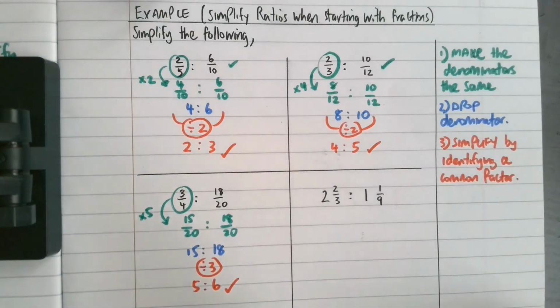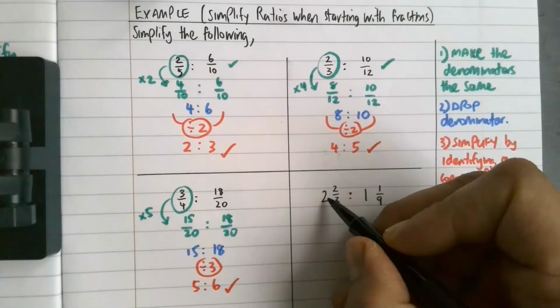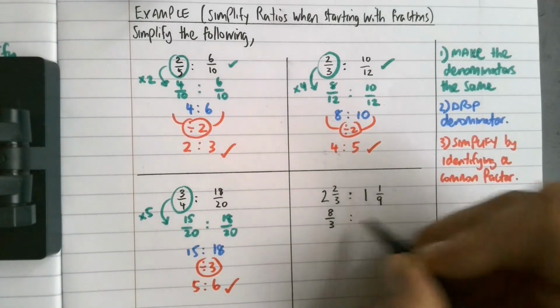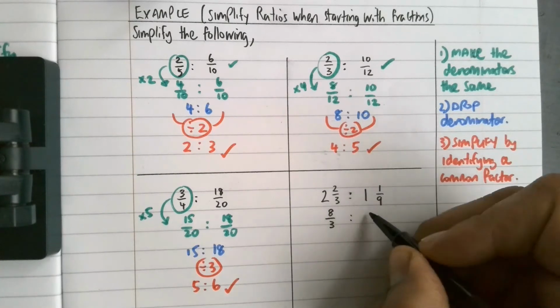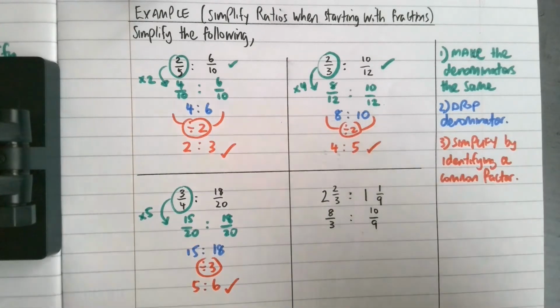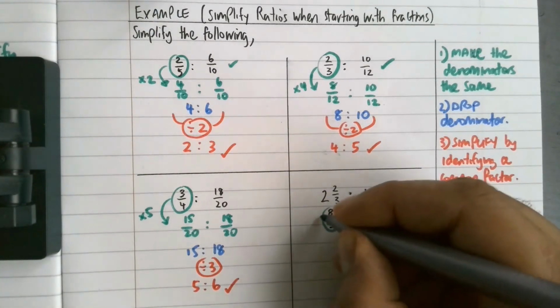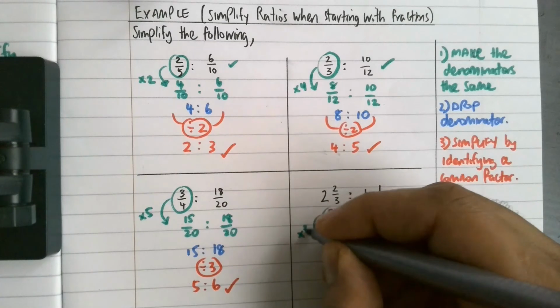Now when we have mixed fractions, it just creates another interesting situation. We just need to write these as top-heavy fractions. So we do 3 times 2 plus 2, which is 8/3. 9 times 1 plus 1 is 10/9. Okay? 3 times the whole number 2 plus the numerator is 8. 9 times the whole number 1 plus the numerator is 10.